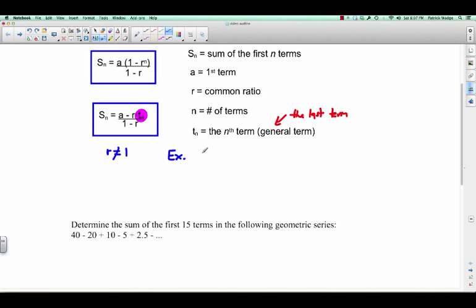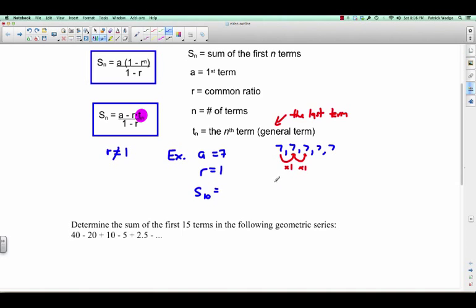So for example, here's a question. What if a is 7 and r is 1, and I want to know what the sum of the first 10 terms is? You can't use the formula. Well, sometimes you don't get to use the formula, so you have to actually think about this. If the first term is 7 and the r value is 1, what do you do to get the second term? You multiply by 1. And what do you get? 7. Then what would you do? You'd multiply by 1 again, and you'd get 7. And you'd just keep getting 7, 7, 7.